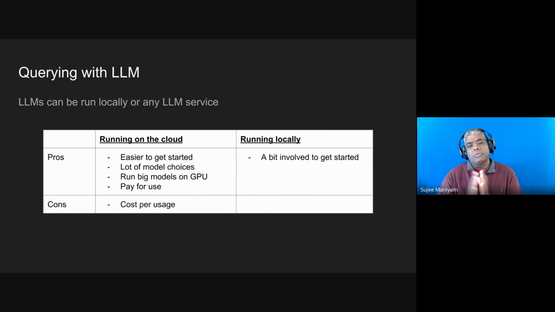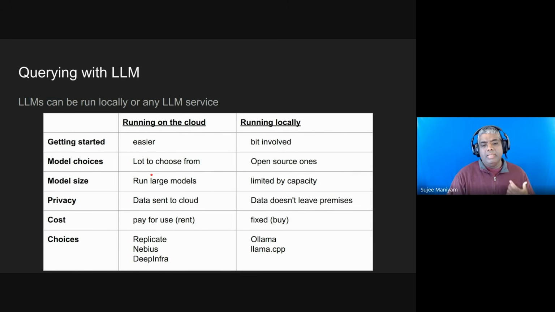How do you run the LLM? You can run an LLM locally or in the cloud. If you're running in the cloud, as you can imagine, you just need to sign up and get an API key, and then it's very easy to get started. You can run a lot of models. You can say, I want to run DeepSeek, I want to run Llama, I want to run Gemma, whatever. And you can run large models because a lot of these online cloud vendors have GPUs built in, so you don't have to worry about what infrastructure you're running on. Just say, run this model for me. That's it. And of course, you pay for use.